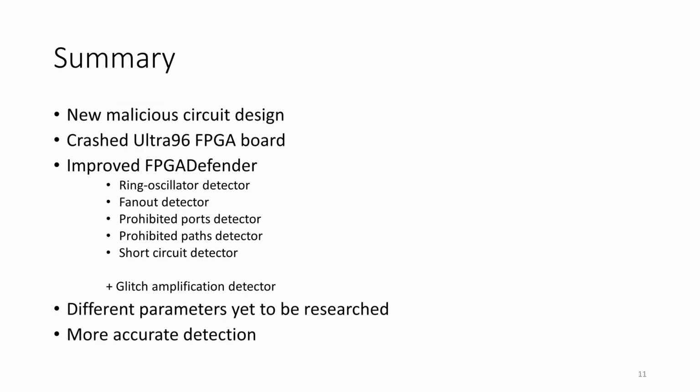So to conclude this presentation, we have shown a new type of malicious design which can be used for denial of service type of attacks. We managed to crash just a small Ultra 96 board, but considering that the VU11P and Alveo cards are produced using the same processing technology, the work presented here is still relevant. Previously, the FPGADefender could detect ring oscillators, high fan-out designs, prohibited ports, prohibited paths, or short circuits. With this work, we have completed the tool to provide a more complete solution.